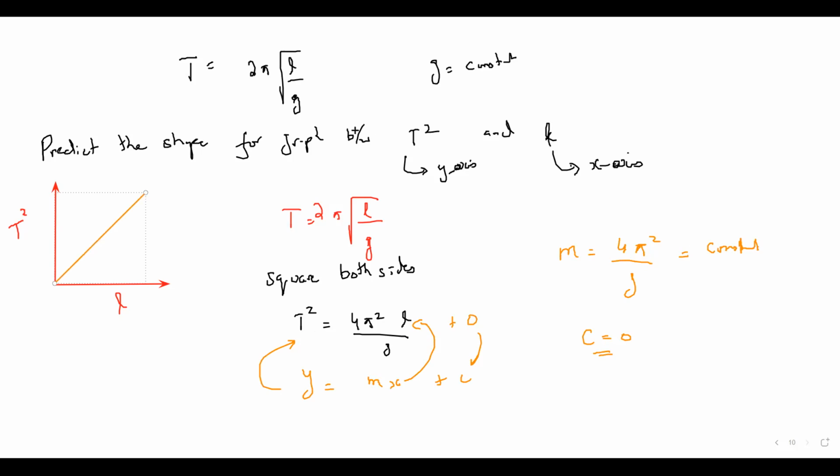Is it clear? Sometimes you have to plot a graph for different parameters. So you have to rearrange the equation according to the question, because in the question you are plotting a graph for t square against L, but the equation is given for t. So how to make t into t square? You will square both sides, and then you will have t square. You compare with the equation of a straight line. Is it clear?